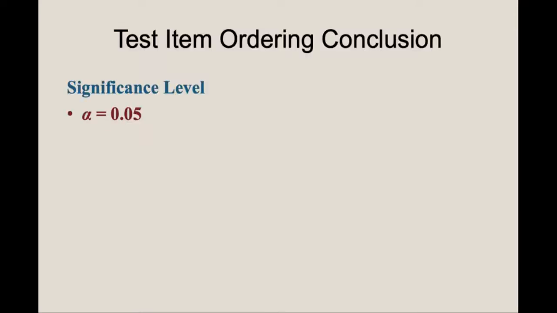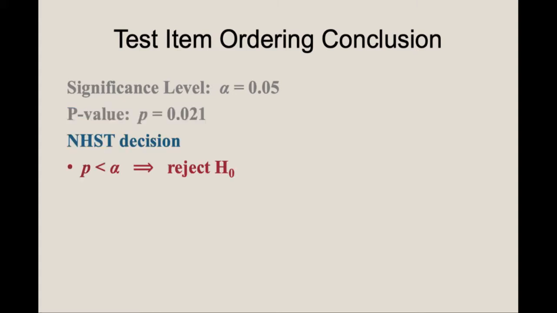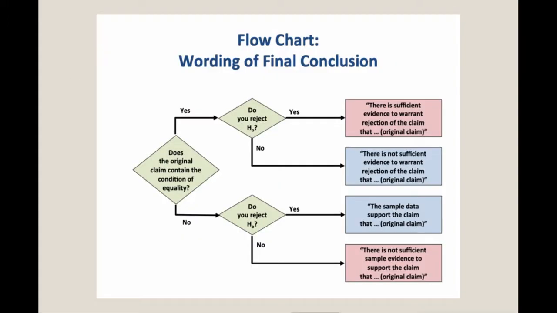All right, so let's wrap this all up. If we are working with a significance level of alpha equals 0.05, again, an arbitrary choice, but a conventional one, here we have a p-value of 0.021. We note that this p-value is less than our given alpha, so we would reject the null. Using the flowchart, the null was not the claim, and we rejected the null.